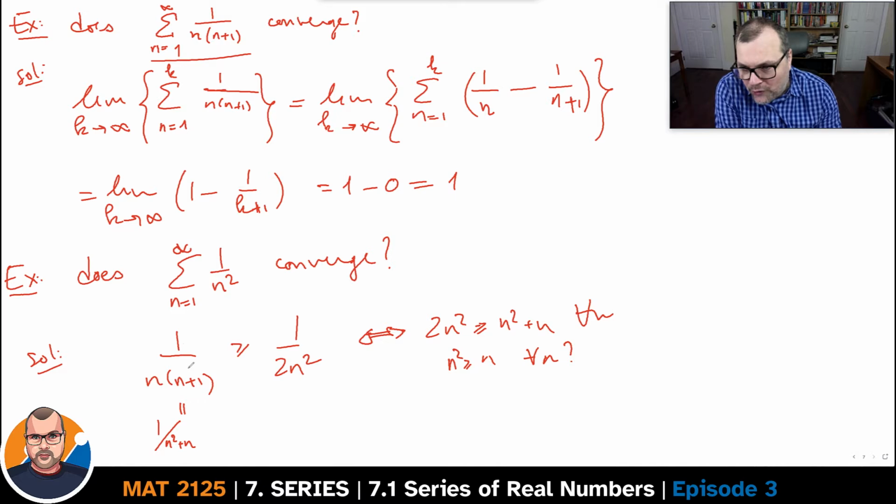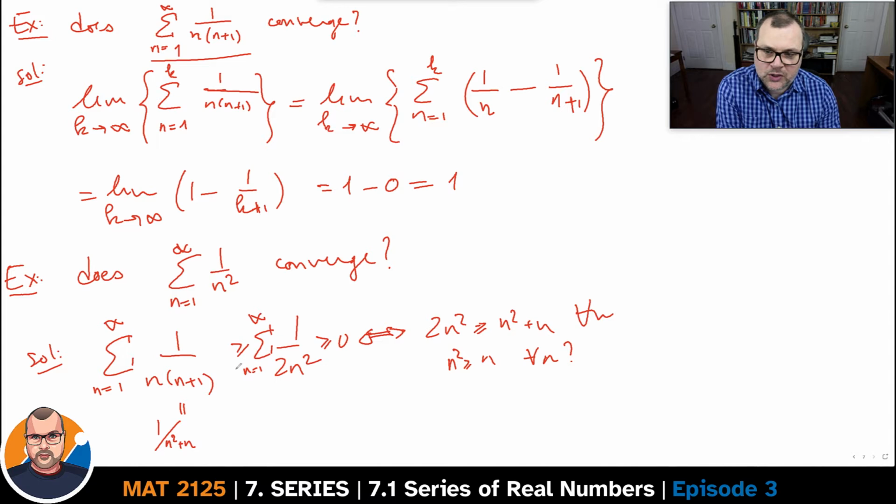So the 1 over n times n plus 1 term of the sequence is always greater than 1 over 2n squared. Everything here is positive. If I do the sum of all these terms, the inequality has to be preserved, and I know that this thing is equal to 1.